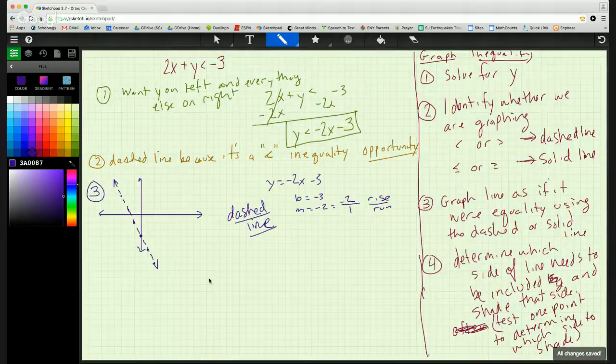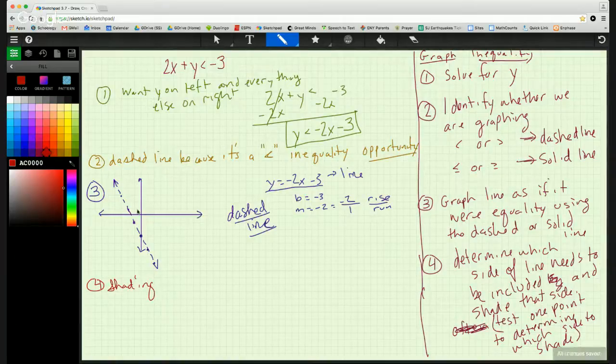Okay. So now remember, this line represents y equals negative 2x minus 3. That's what represents the line. But we don't want the points where y equals negative 2x minus 3. We want it where y is less than negative 2x minus 3. So now we're going to move on to step 4, which is our shading.